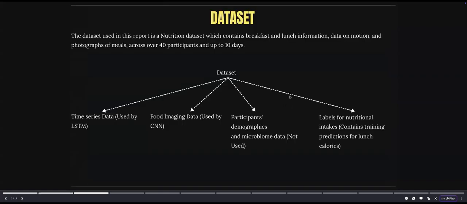The dataset that we used in this report is a nutrition dataset which contains breakfast and lunch information, data on motion, and photographs of meals across over 40 participants and up to 10 days. The dataset can be divided as follows. Firstly is the time series data, which was used by LSTM, the food imaging data used by CNN, and the participants' demographics and microbiome data. This was not used, and why it was not used will be elaborated in the slides that follow. Other than that, there are labels for nutritional intakes, and this contains training predictions for lunch calories. Lunch calories is our target variable here.